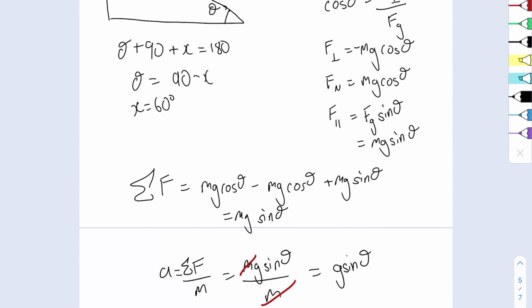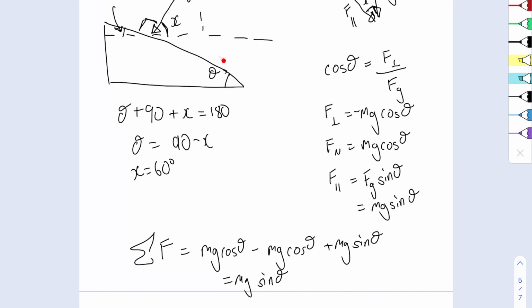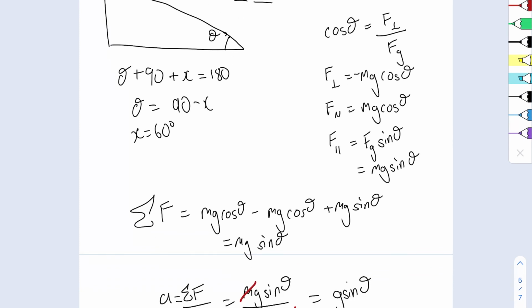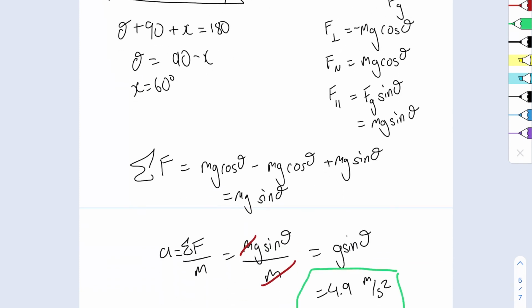And theta is 30, so sine theta is 1/2, and g is 9.8. So the acceleration is 4.9 meters per second squared going down the inclined plane. And so that's our answer right there.